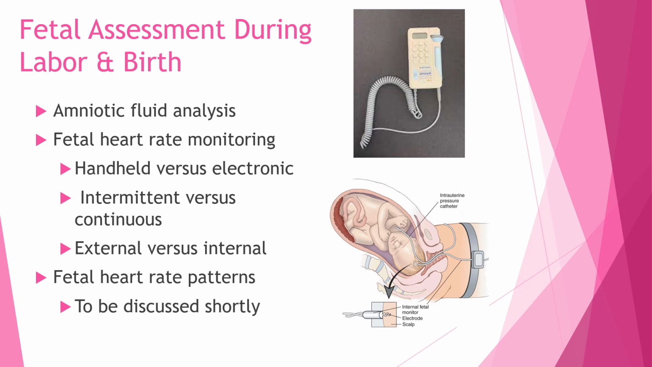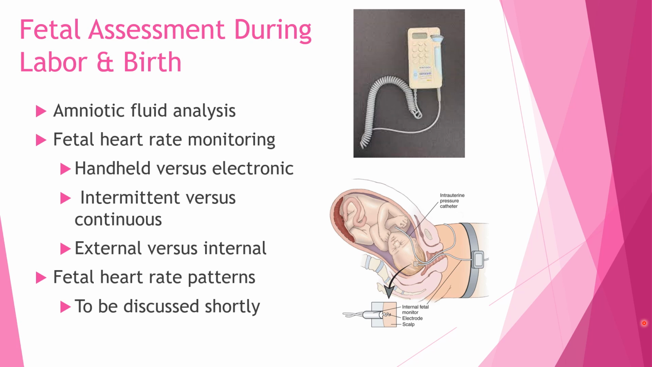Fetal assessment during labor and birth always, of course, involves an amniotic fluid analysis. Regarding fetal heart rate monitoring, you should know there are handheld devices, such as this Doppler up here. And there's also the electronic fetal monitoring system, such as what is in the previous slide that we discussed. There's intermittent versus continuous options. So intermittent is performed based off hospital policy. It's when we can listen to the heart rate maybe every half hour or every hour versus continuously. It allows the patient to get up and move around more. Then there's also external and internal devices.